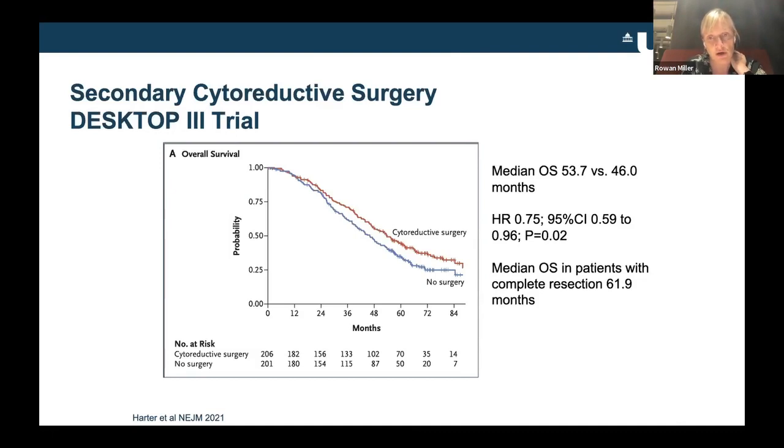So anyone who recurs, if they've got platinum sensitive disease, it's always worth considering whether another operation is feasible and whether it's the right thing to do. And increasingly, we've been doing more of these operations over the last few years since this data was presented a couple of years ago.